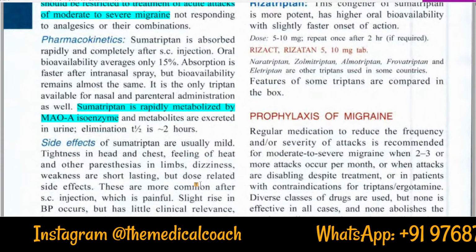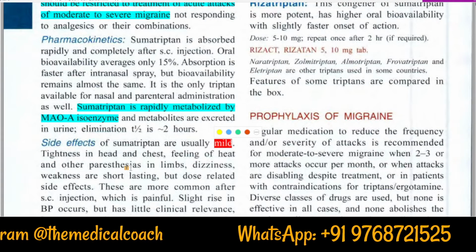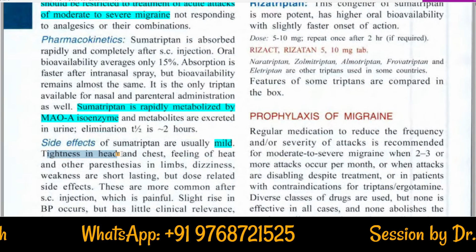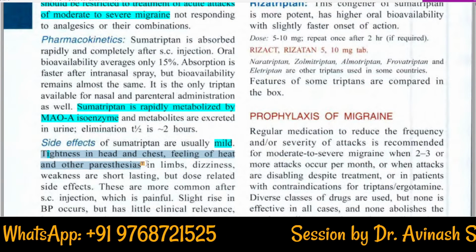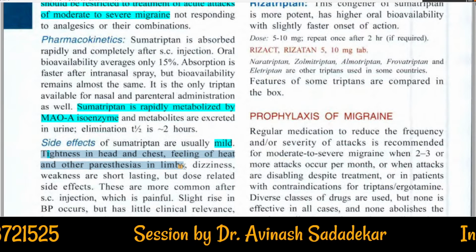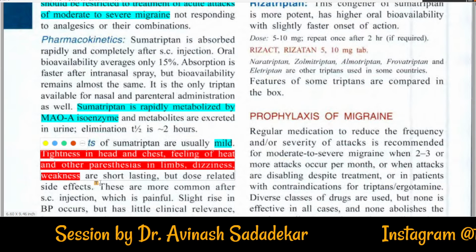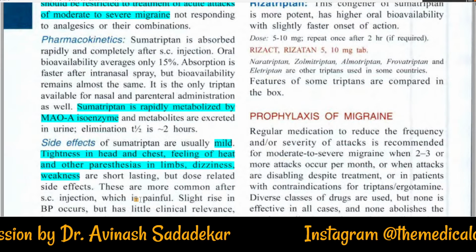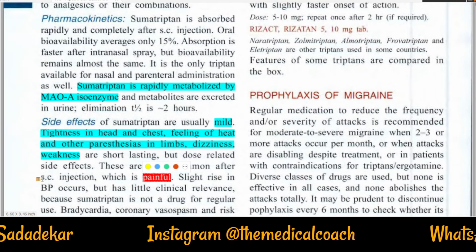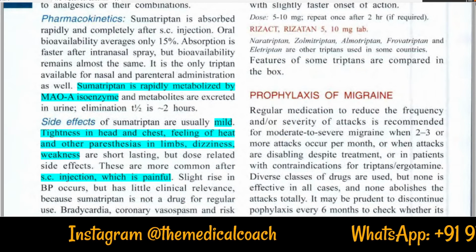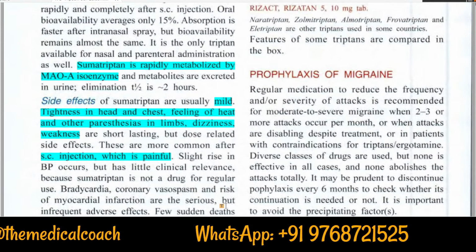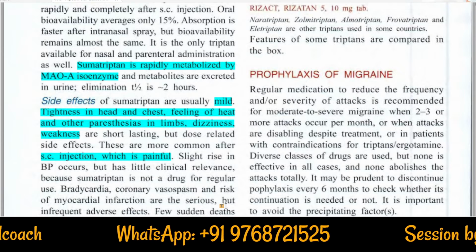Side effects are mild. Many people complain of tightness in the head and chest, a feeling of heat, like the body is warming up. Many people complain of paresthesias, like tingling and numbness. Dizziness, weakness, but they're short lasting, dose limited, and more common with subcutaneous. Subcutaneous injection is painful also. Simple. A little rise in blood pressure occurs, but that does not really matter, again, because sumatriptan is not to be given daily.